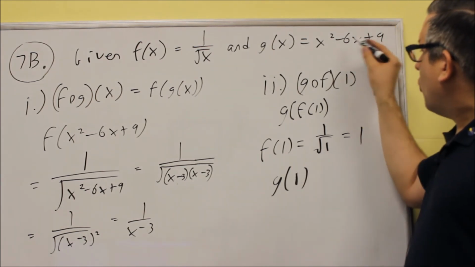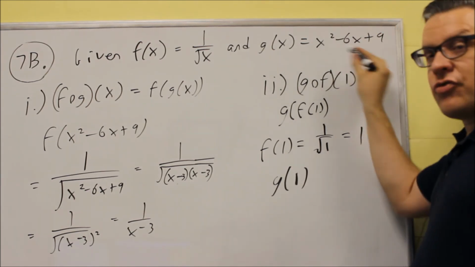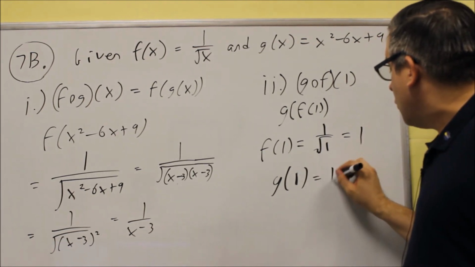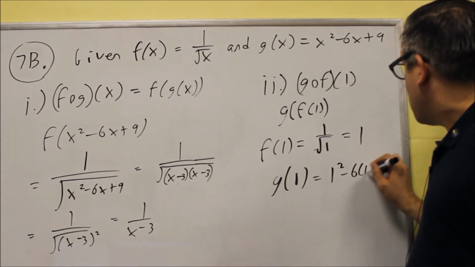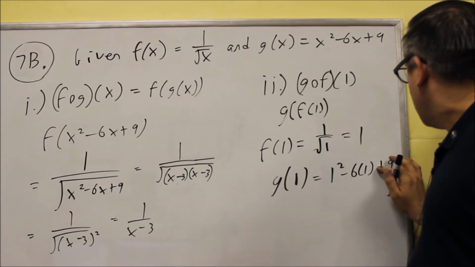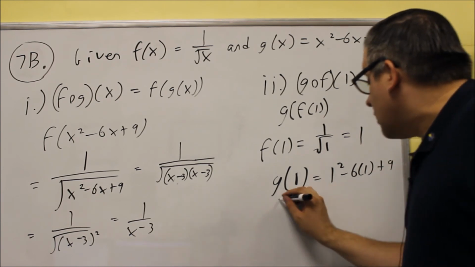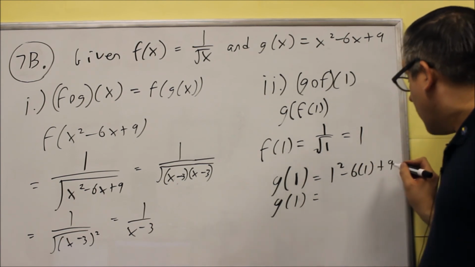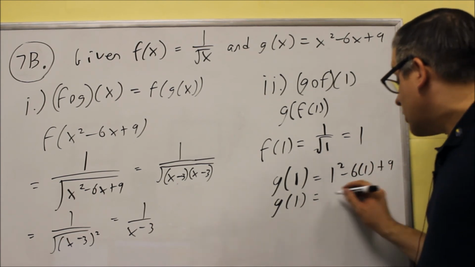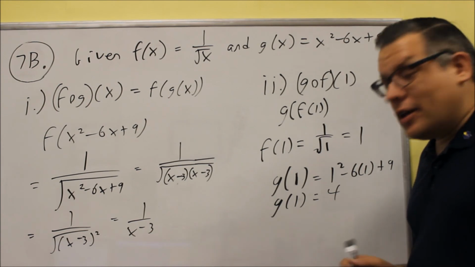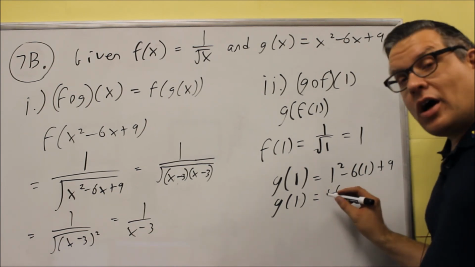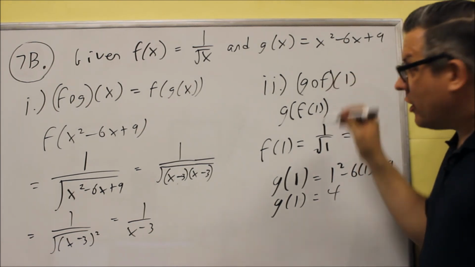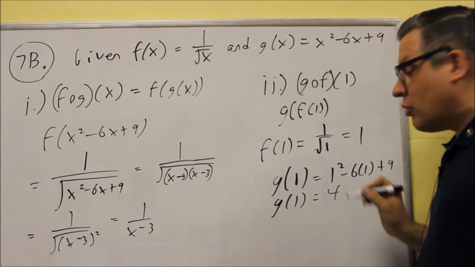G of 1 means I'll put a 1 into this formula here. So we're going to do 1 squared minus 6 times 1 plus 9. And when we do that, g of 1 is equal to, so we just have to work this one out here. We'll get 10 minus 6 is going to give you 4, and that would be the numerical value. So 4 would be the answer to the whole thing. G of f of 1 is equal to 4.